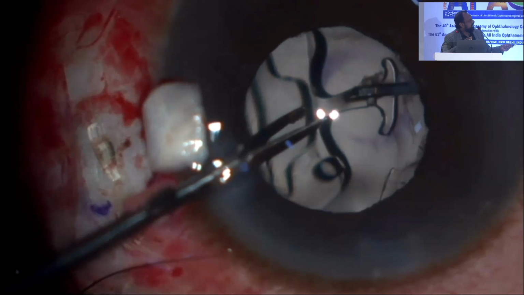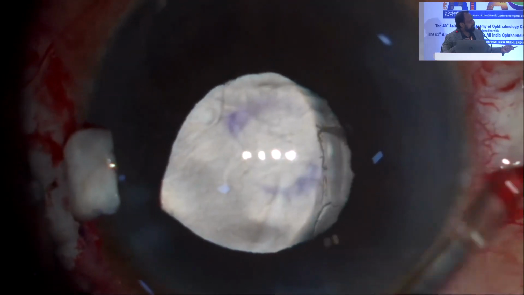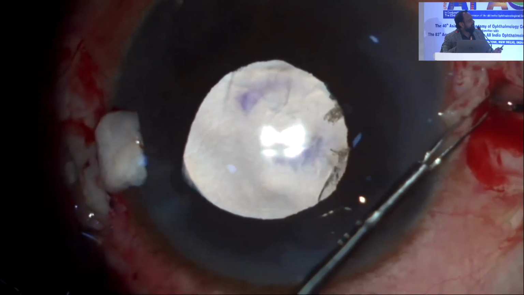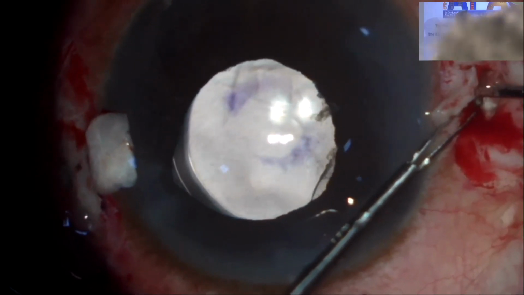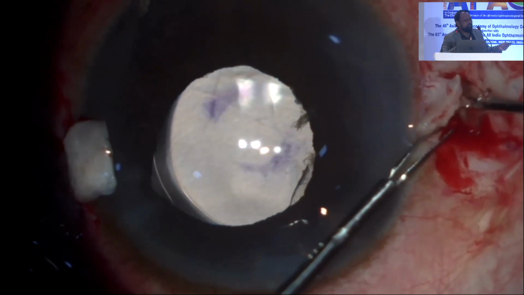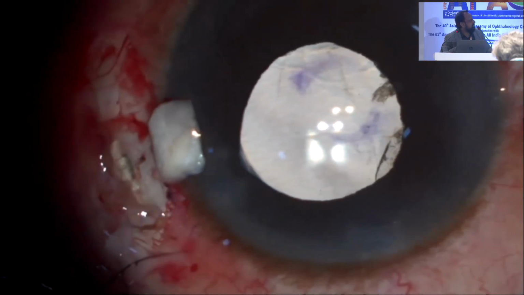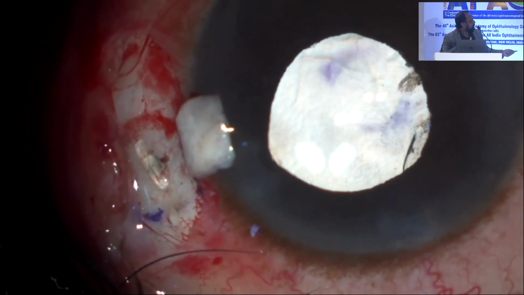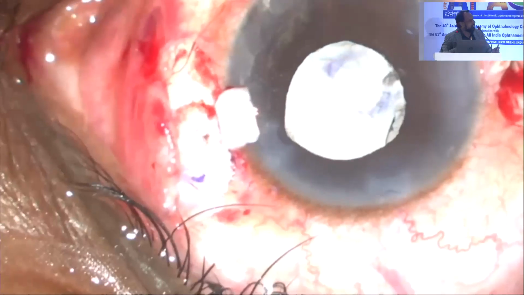So once the second hand is exchanged, that is also brought out. As I already said, because of the specialized haptic designs, there is nothing more you will have to do. However you mark your 0-180 degrees, that's how the lens is going to stay inside, and you can see you have nice round pupils. This is just to show you how it is, and we close the scleral flaps.